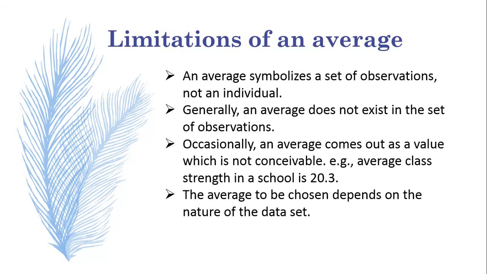Similarly, we have the limitations of the average also. Most of the time, the average symbolizes a set of observations but not an individual. So generally, an average does not exist in the set of observations. Sometimes the average gives a value which is not conceivable. For example, if I say the average class strength in a school is 20.3, the 20.3 doesn't have an interpretation because the average class strength can be 20 or 21.